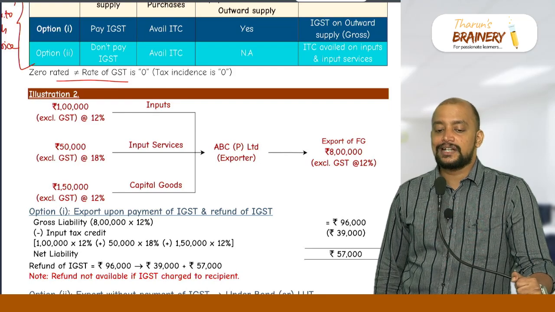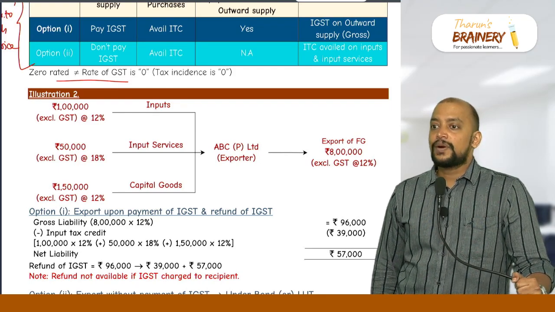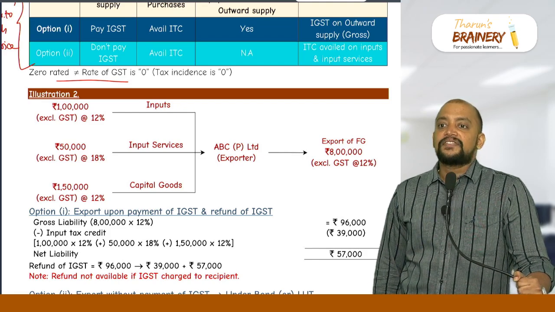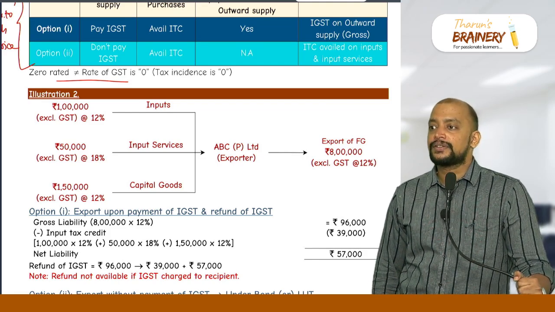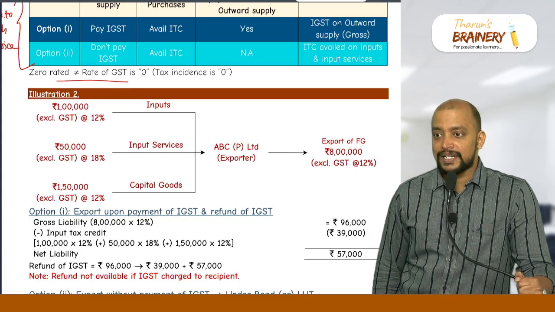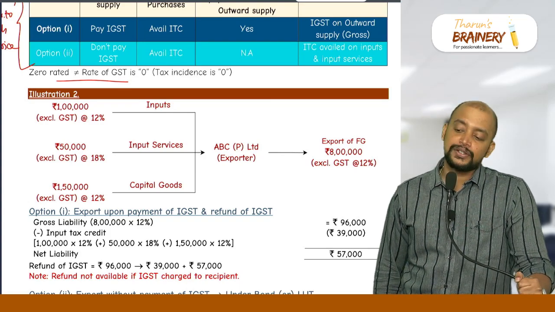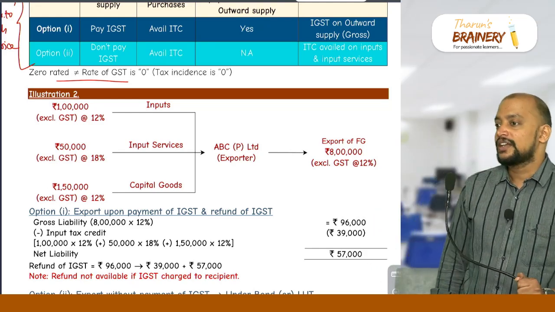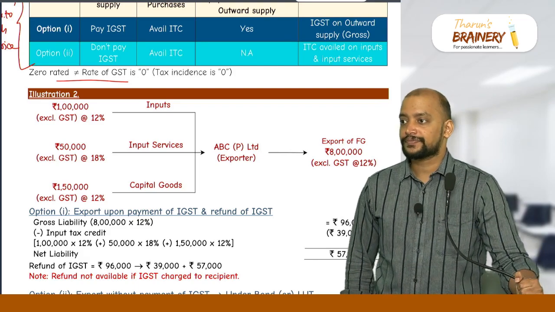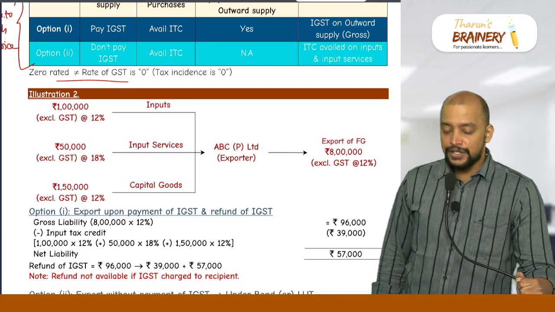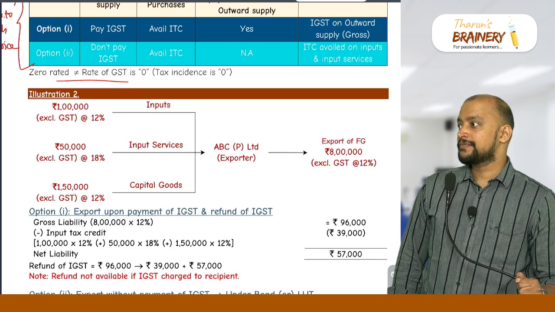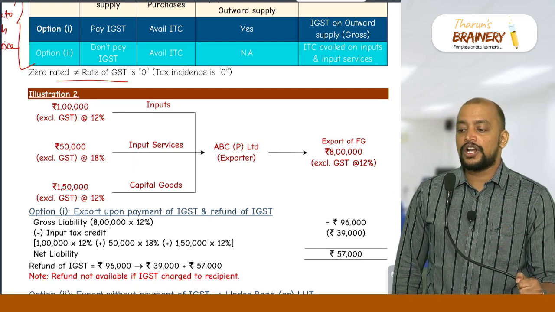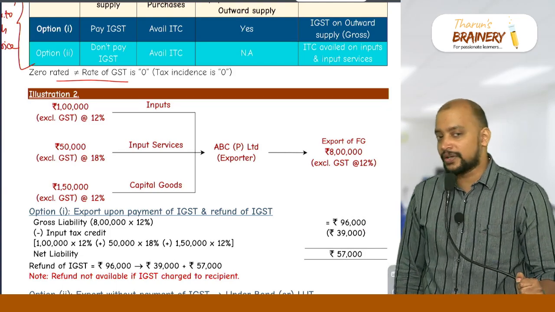Minus input tax credit. What is the input tax credit that you have? First, inputs. Inputs how much? 1 lakh into 12%, how much? 12,000. So, underline input tax credit and write down below, inputs in brackets: 1 lakh into 12%, 12,000. In the outer column or inner column, anywhere you can write 12,000.